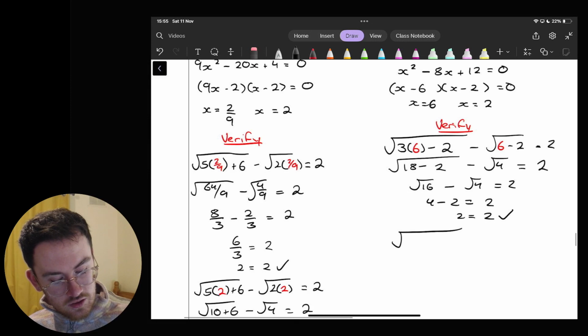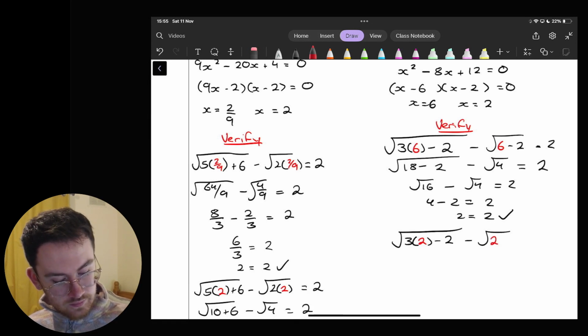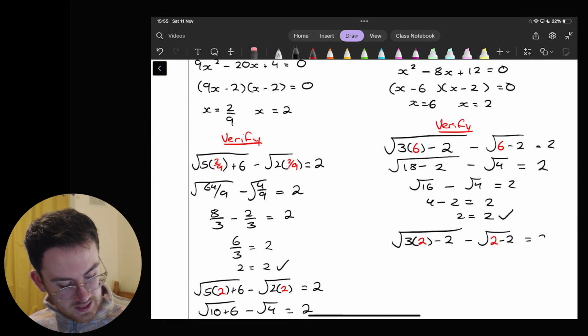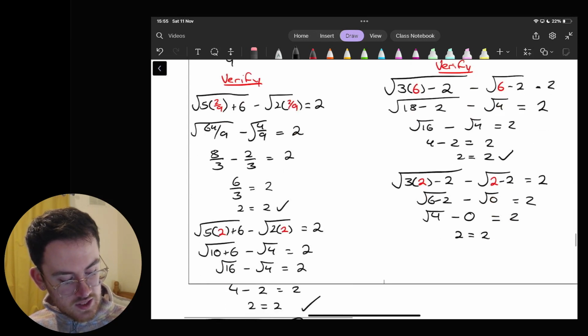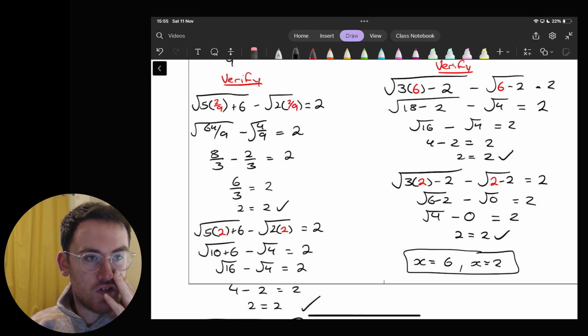And trying out my other option here, of course, is 2. So working it out just in the same way. And is that equal to 2? Well, 6 minus 2 minus 0. So root 4 minus 0. And is root 4 equal to 2? Of course it is. So again, we have our two answers, both valid here in this case. And just making it clear there what our two answers are.